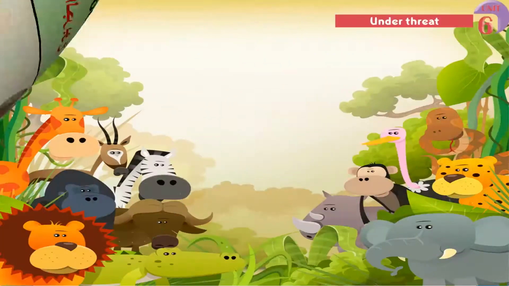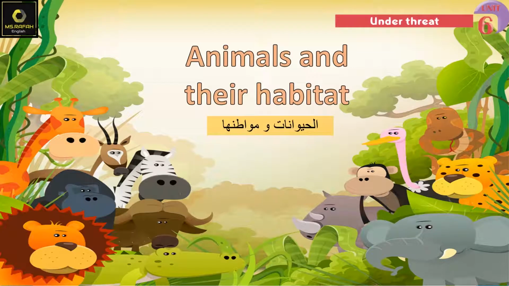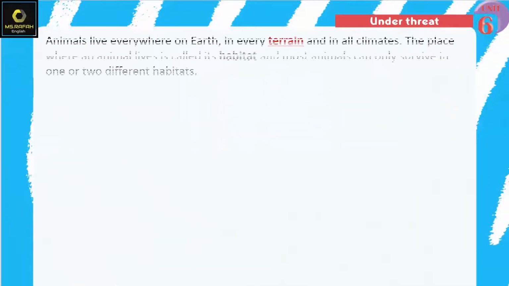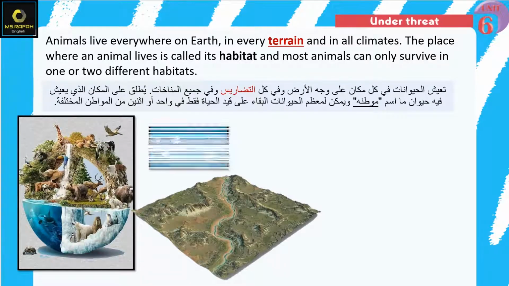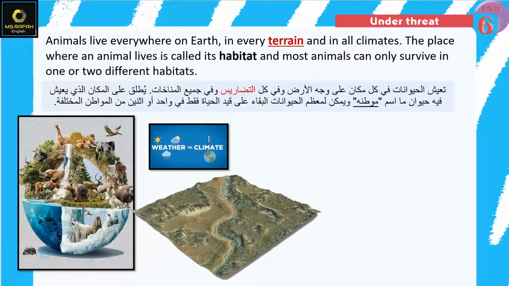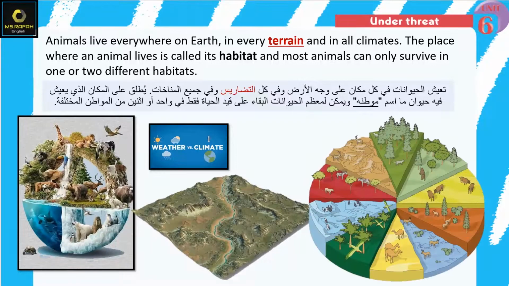Now let's move on to the lesson. Animals and their habitat. Animals live everywhere on Earth, in every terrain, and in all climates. The place where an animal lives is called its habitat, and most animals can only survive in one or two different habitats.